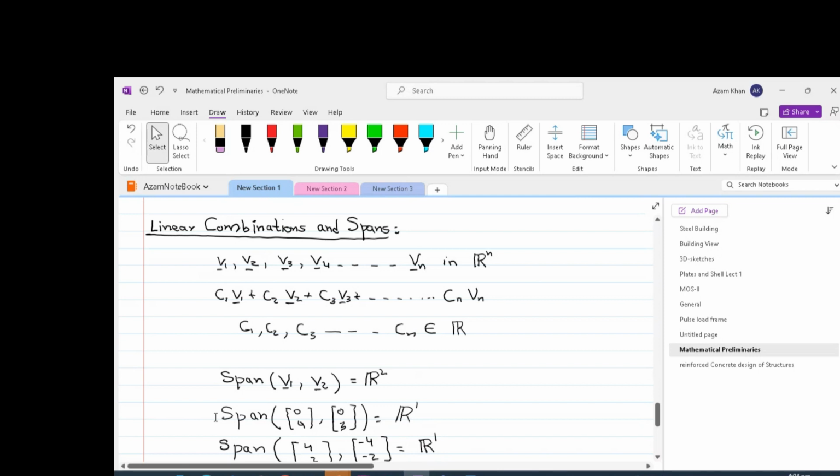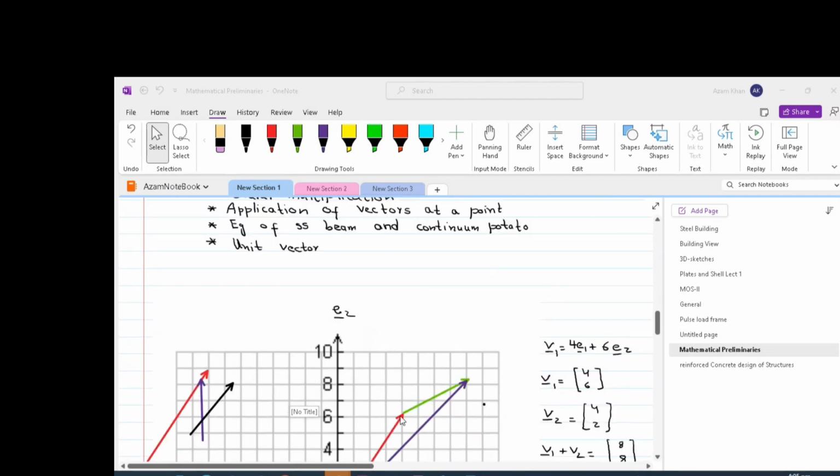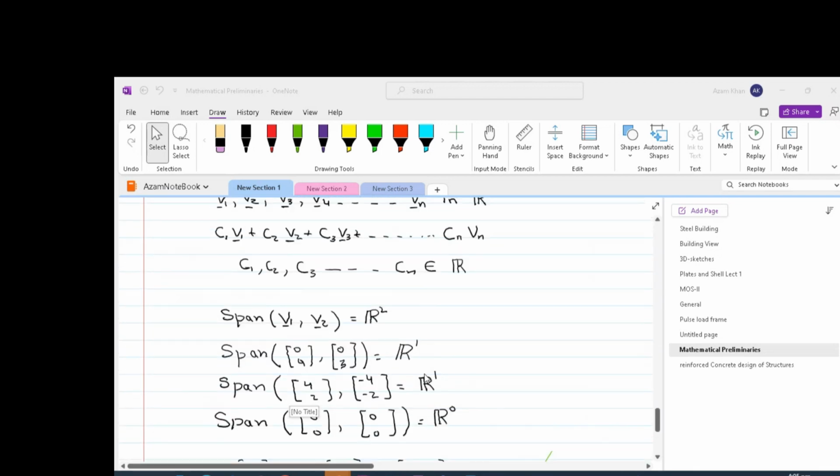This brings us to another definition of a vector space, which is span of a space. So span of two vectors is equal to R2 space. Taking the example of the same two vectors, v1 and v2, we can also say that span of v1 and v2 is equal to R2 space. This is another way of saying that the linear combination of v1 and v2 will define any vector within the R2 space.